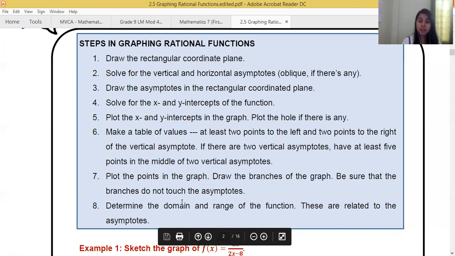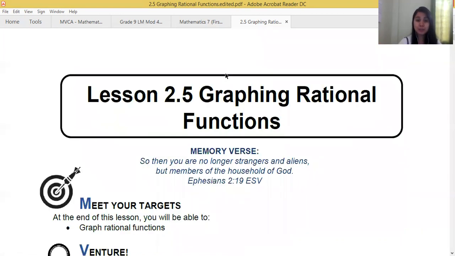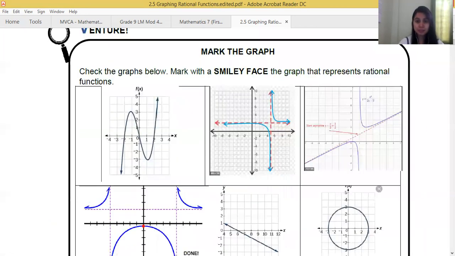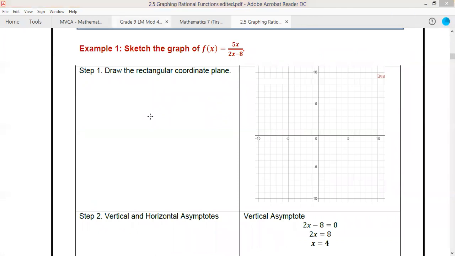Remember that the domain and range of the function are very much related to our number 2, our vertical and horizontal asymptotes. So, shall we start now? Let's do example number 1. Example number 1, you'll sketch the graph of f of x equals 5x all over 2x minus 8.